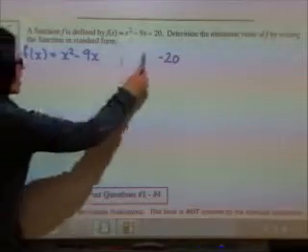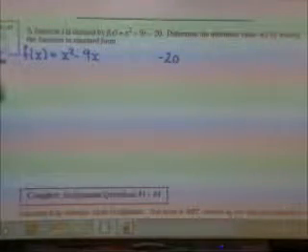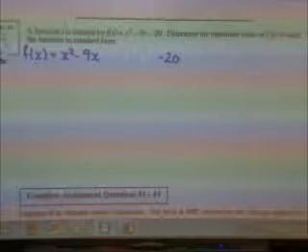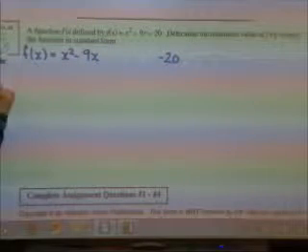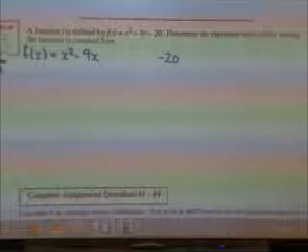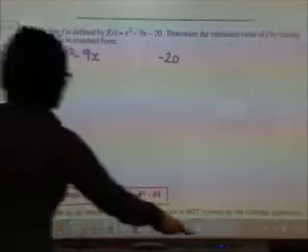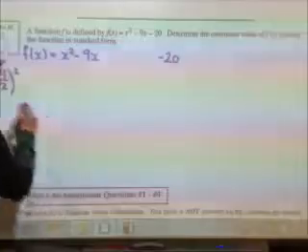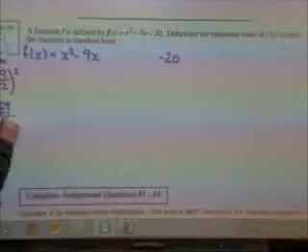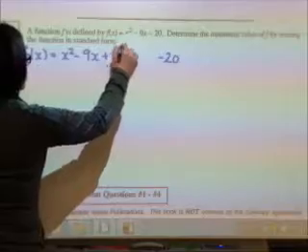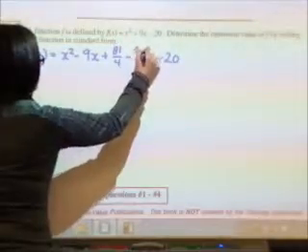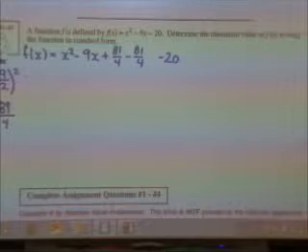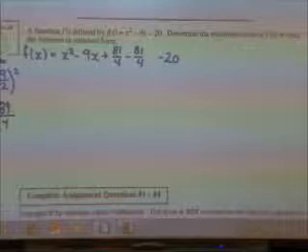So to find out what I put in this space, I take half of that coefficient. So half of 9 becomes 9 halves, and I square it. What do you get when you square 9 halves? So we get 81 quarters. So I'm going to add 81 quarters and subtract 81 quarters. Because that's the same as putting in a zero pair. Does not change the value of my equation.